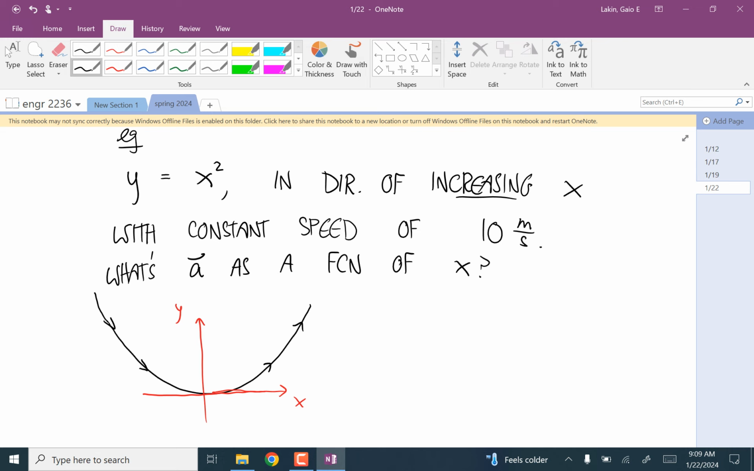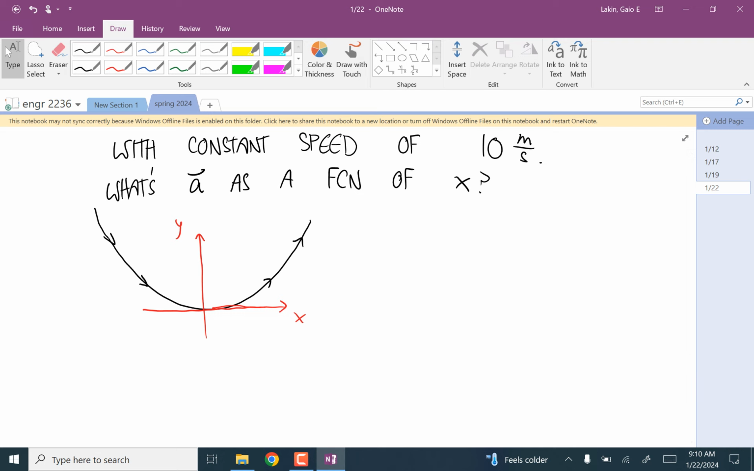Don't make the mistake of thinking that since the speed is constant, there's no acceleration. Acceleration does various things in 2 and 3 dimensions, right? It does change the speed, but it also makes an object turn. That's like what centripetal acceleration is. And so even though the speed is constant, we're going to see an acceleration for this. You with me on that? Okay.